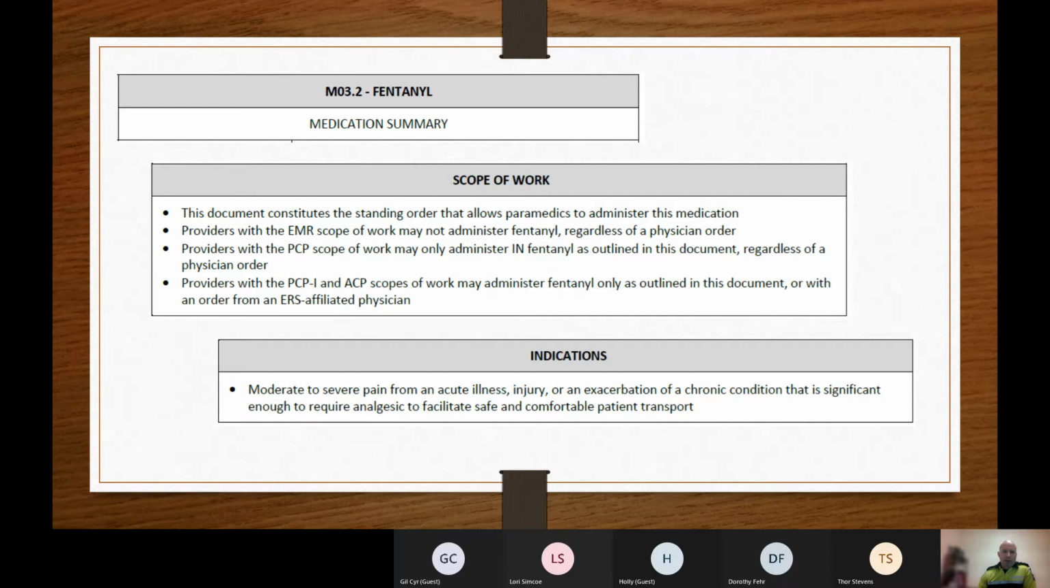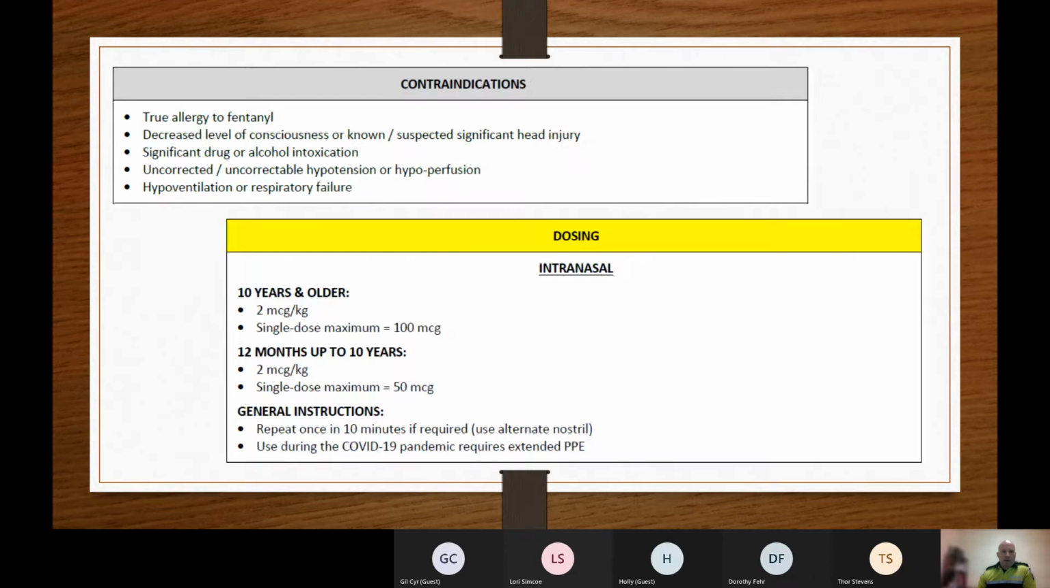So indications for this, so obviously any kind of pain, so exacerbation of chronic condition or something that's acute. So contraindications, like everything else, if they're allergic to it, don't give it to them. If they already have a decreased LOC or significant head injury, if they have significant drug or alcohol intoxication, we don't want to sedate them even more. Uncorrected or uncorrectable hypotension, again, we don't want to bottom out our patients, and hypoventilation or respiratory failure.